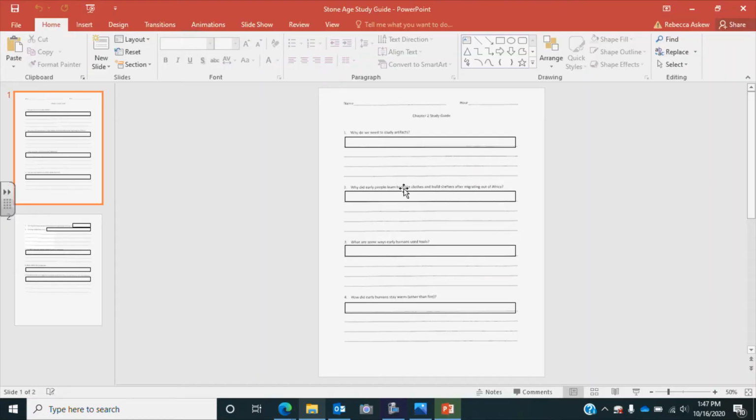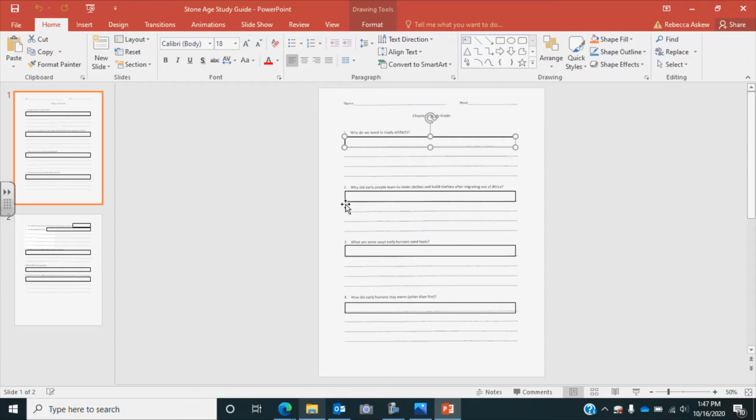This is what your study guide looks like. So question number one asks you, why do we need to study artifacts? So you're going to think about, what is an artifact? You know, why do we need to study them? When we dig up those artifacts, why don't we just throw them away? What's the importance of studying them?